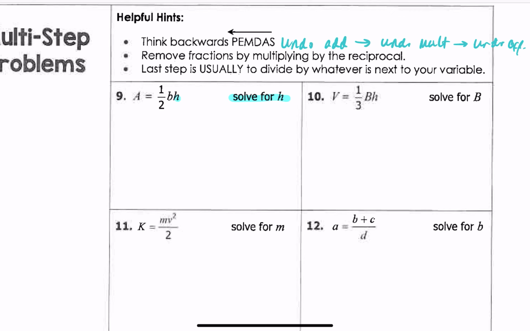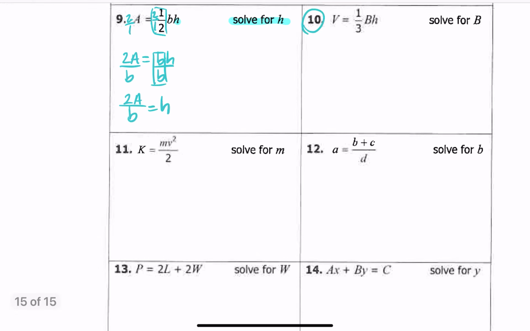There's h. How do I get rid of this fraction? I multiply by the reciprocal, which is just 2 over 1, which is really just 2, right? So I end up with 2a equals, this whole thing becomes 1, bh. Again, I'm trying to get h alone. b is being multiplied by h. I'm going to divide by b on both sides. This becomes a 1, and I get 2a over b equals h. And that's solving for h for number 9. I'm going to let you do number 10.